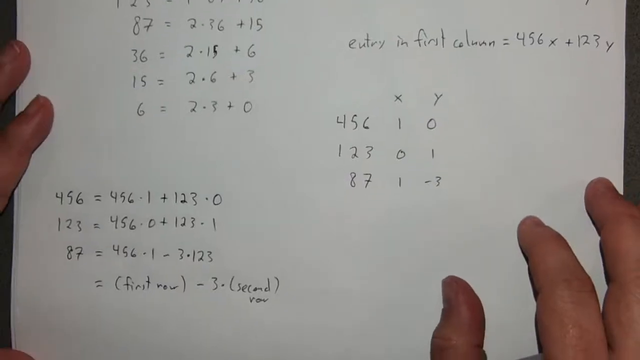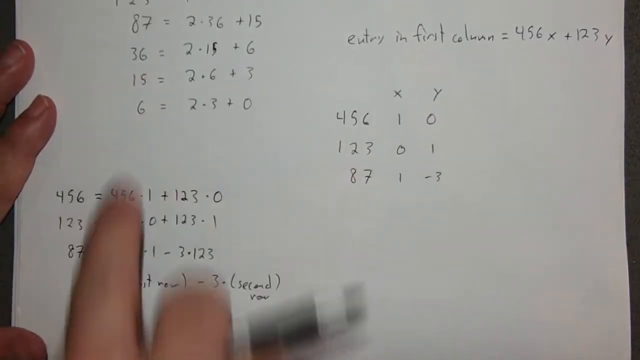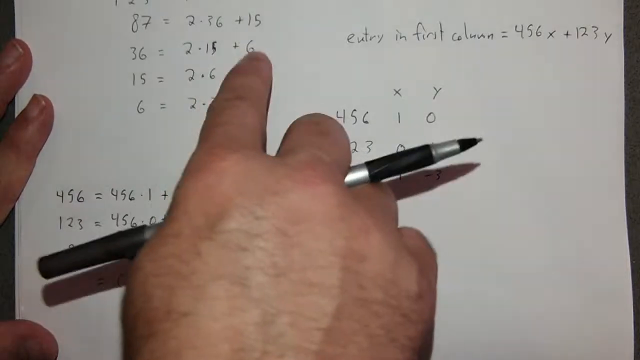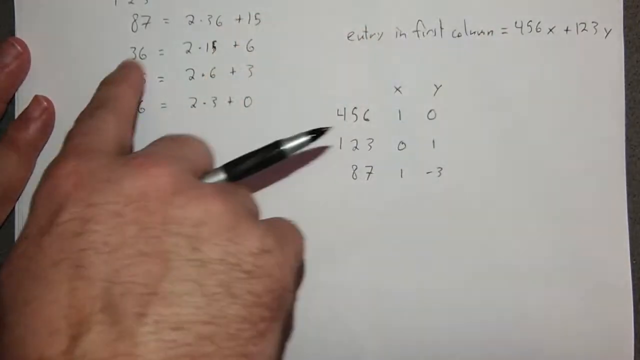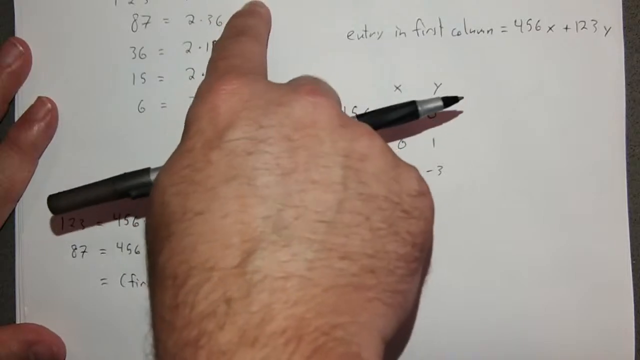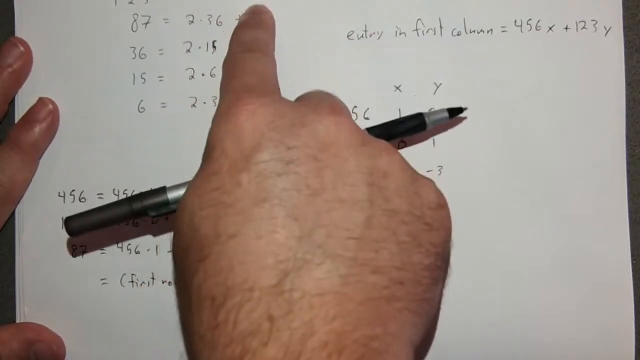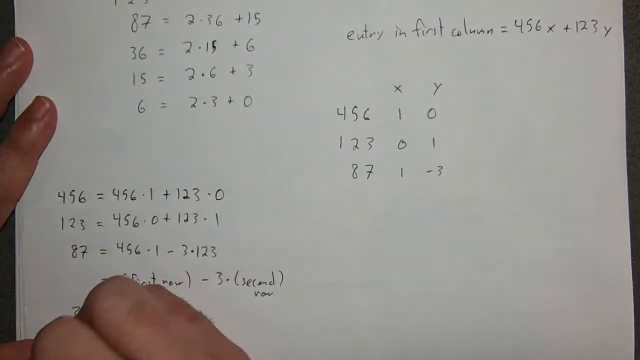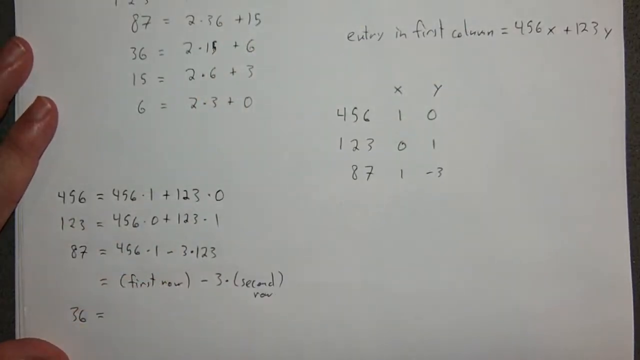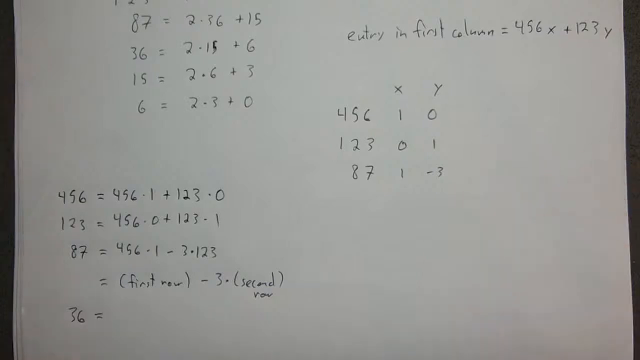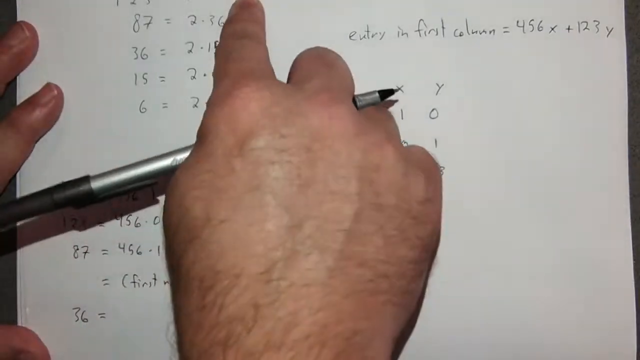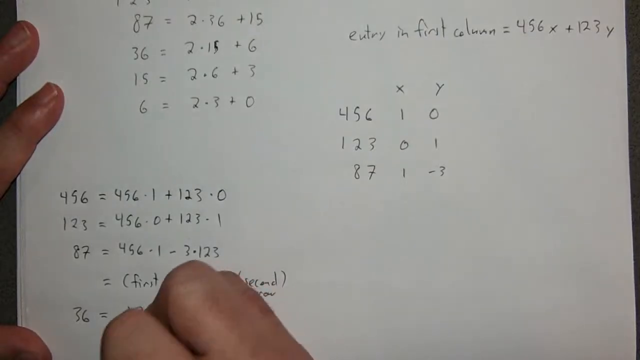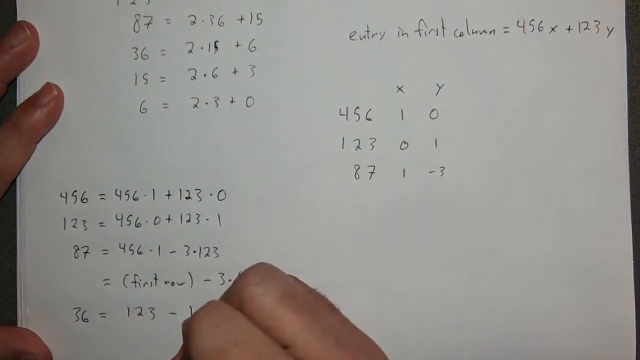So, what next? Next, I take 36. I take 36 here, the remainder when it first shows up as a remainder, and I can express 36, just like I did in my proof of the Euclidean algorithm, as 123 minus 1 times 87.